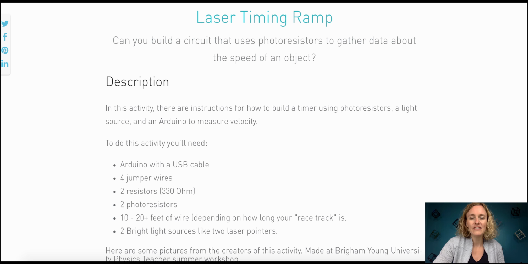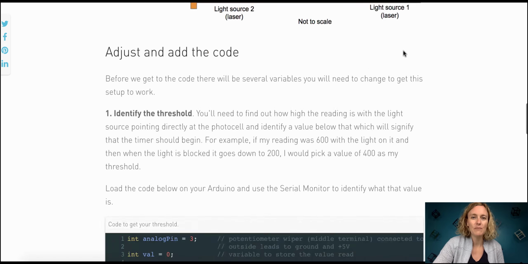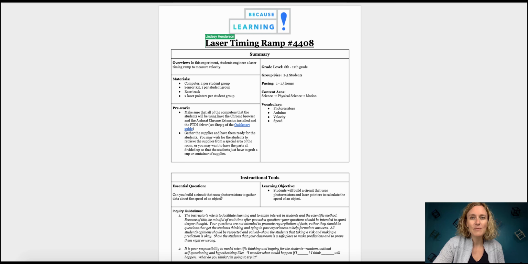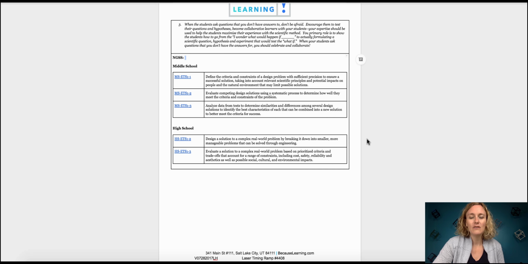The NGSS standards can be found by clicking on an experiment, scrolling to the bottom, and clicking on the experiment guide. The experiment guide contains a lot of information such as a brief overview, a list of materials, pre-work that needs to be completed before your students try the experiment, grade level, vocabulary, and at the bottom it includes the specific NGSS standards for that experiment.